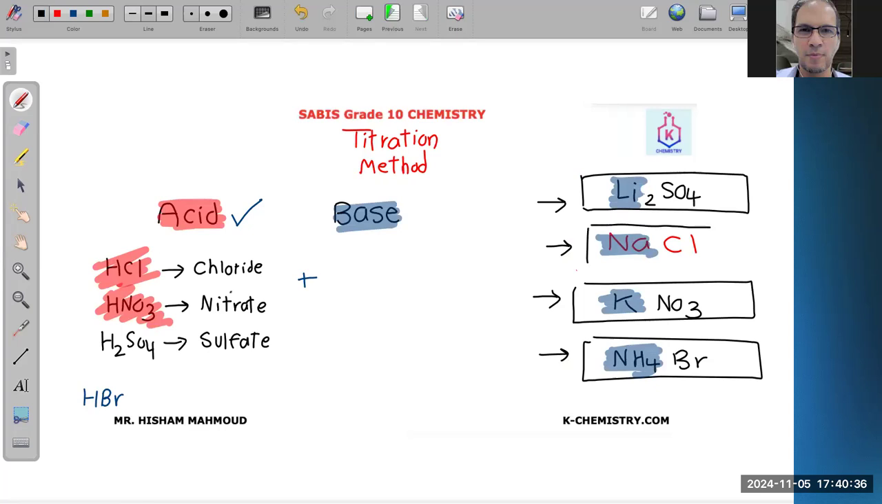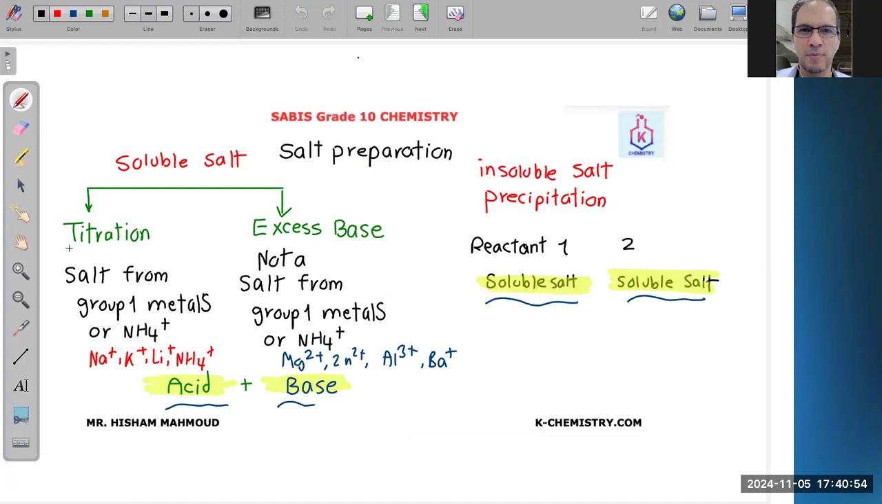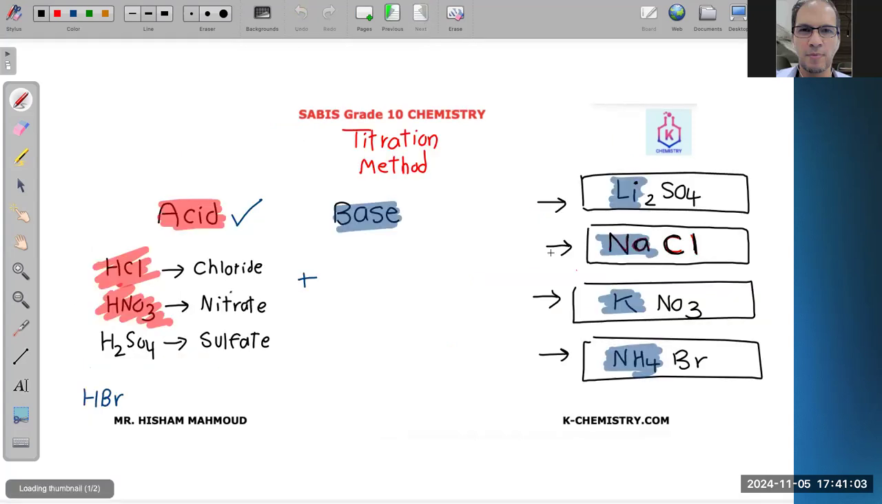The first one is lithium, it's group 1. The second one is sodium, also group 1. The third one is potassium, group 1. The last one is ammonium. So anything that starts with these metals or with the ammonium, I will prepare it with the titration, right? I will prepare it with this method, which is the titration. We said this is number 1, which we said last time, and this is method number 2 and this is method number 3.